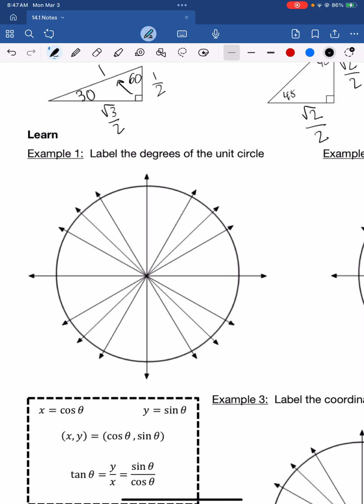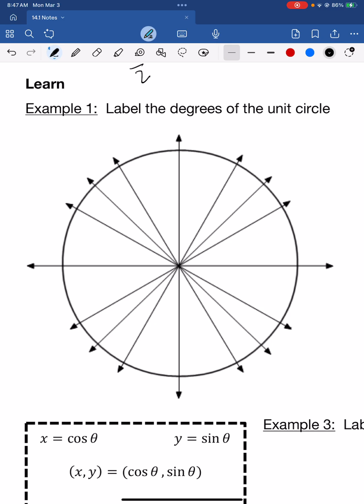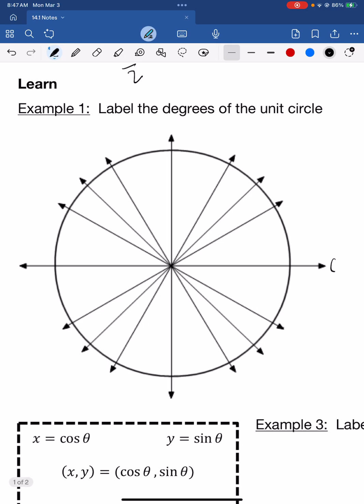When we get down to this problem, it says label the degrees. We've been doing this, we're comfortable with this, so I won't take too long. 0, 90, 180 here, and then 270 down here, and then 360 is all the way around. Halfway between 0 and 90 would be 45. Halfway between 90 and 180 would be 135, because we're adding 45 to get there. If you add 45 right here, that gives you 225, and then adding 45 again gives you 315.